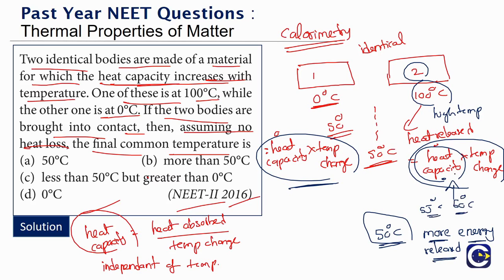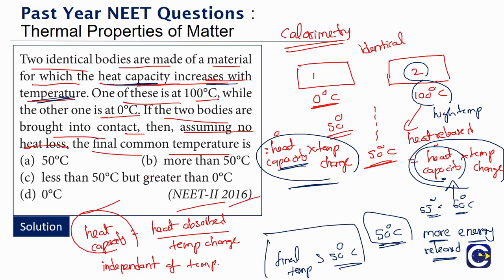When it comes down from 100 to 55 or 100 to 60, that heat itself is sufficient to bring the cold body also to that temperature, because in the low temperature range the heat capacity is less. So the final temperature, or equilibrium temperature, whatever we call it, will be more than 50 degrees Celsius. If the heat capacity is independent of temperature, we will exactly hit 50. In the high temperature range, if heat capacity is increasing with temperature, we will have the equilibrium temperature more than 50.